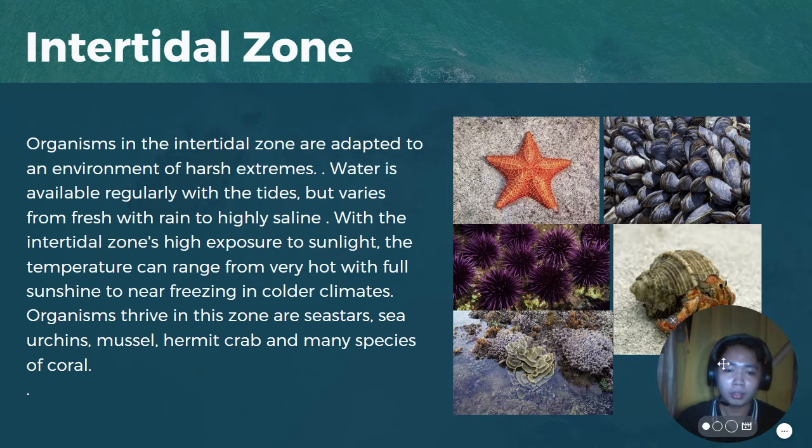So if it rains during low tide, the environment is exposed to rainwater, which is low in salinity. But when it is submerged again during high tide, its salinity becomes high. With the intertidal zone's high exposure to sunlight, the temperature can range from very hot with full sunshine to near freezing in colder climates. Organisms that thrive in this zone are sea stars, sea urchins, mussels, hermit crabs, and many species of corals.